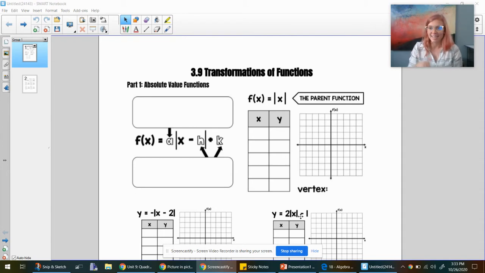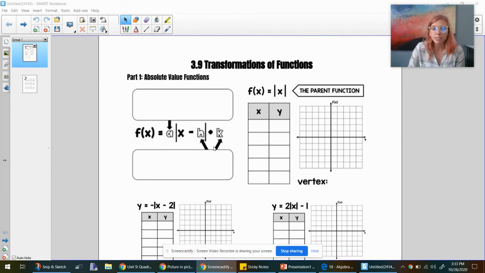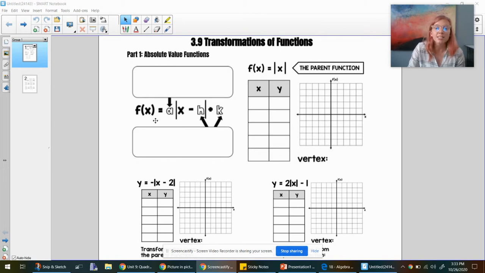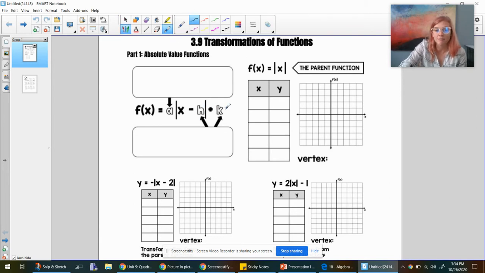Then we're going to do the exact same thing with a quadratic function, which is a function we have a little bit more familiarity with. So the first thing we're going to do is look at this equation. This is the vertex form of an absolute value function. Vertex form means it focuses on the vertex. So let's talk about that first.